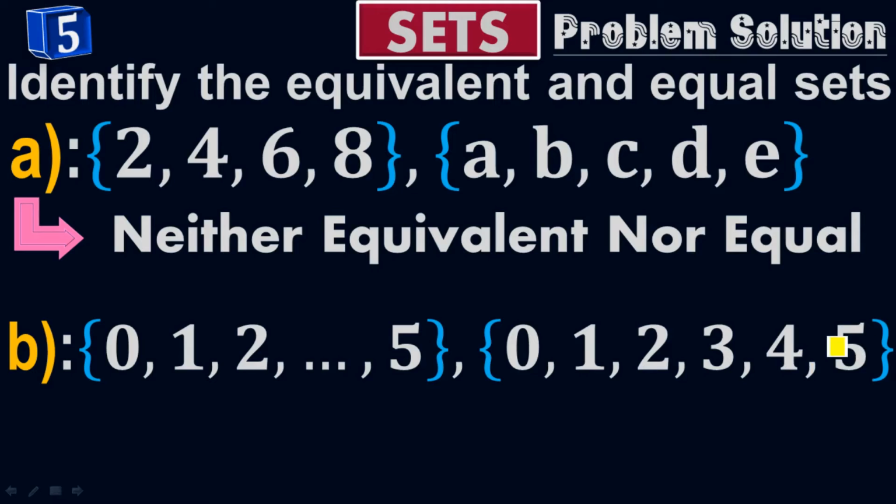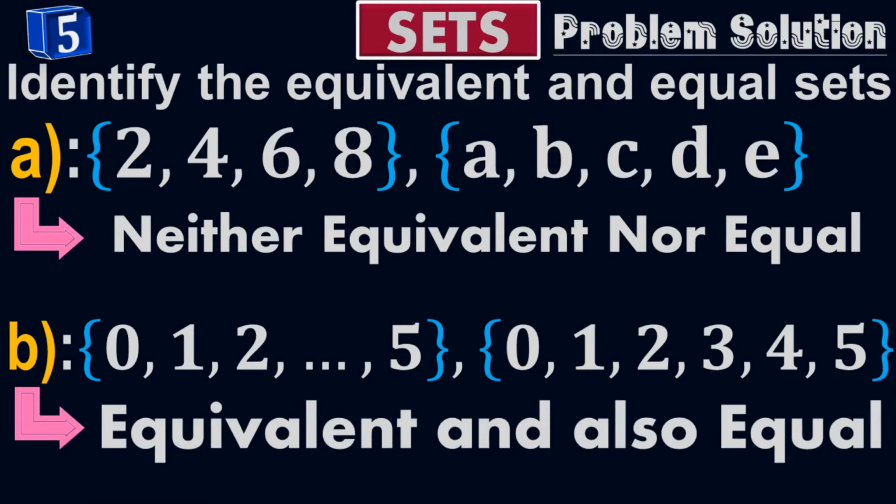So it satisfies both the properties. They are equivalent and also equal sets. So we can write that they are equivalent and also equal. As I said, we need to check two things. First, to check whether the number of elements of one set is equal to the number of elements of another set. If they are equal to each other, then it will be an equivalent set.